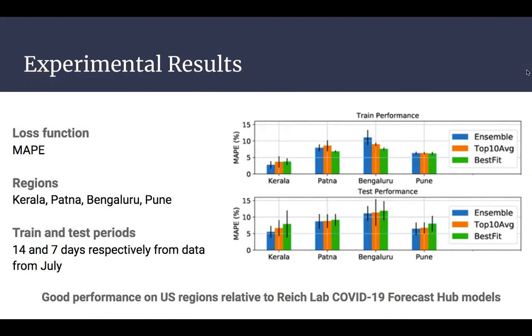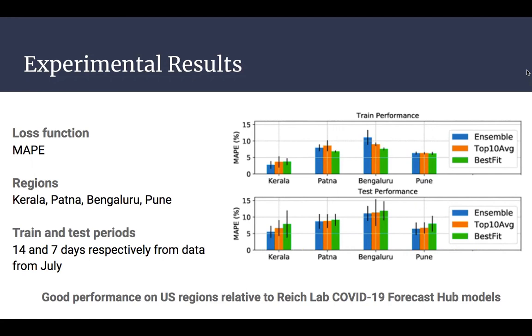This slide shows the result with the SEIHRD model for 4 regions with train and test periods chosen from July. The forecast variants shown correspond to the best fit, the average of the 10 best trials, and the weighted ensemble of all trials. The loss function here is the average MAPE on all the key case counts, that is, confirmed, diseased, recovered, and active. The ensemble mean provides a stable forecast with a test MAPE of less than 10%.